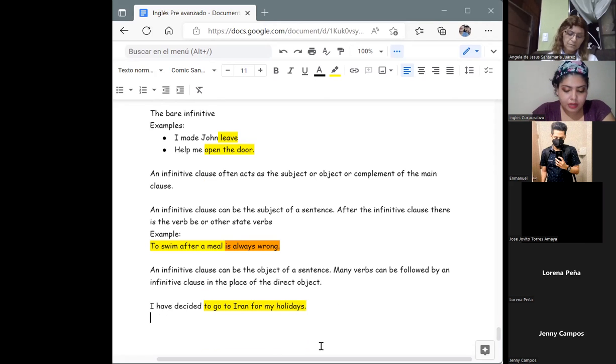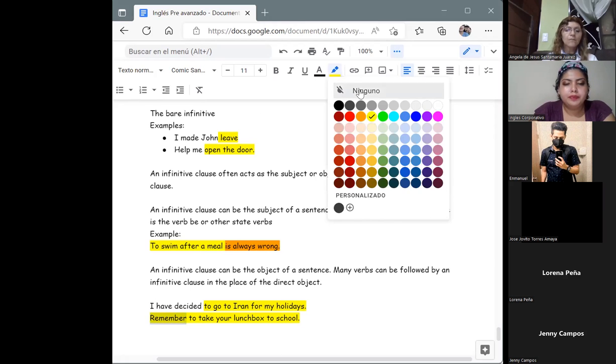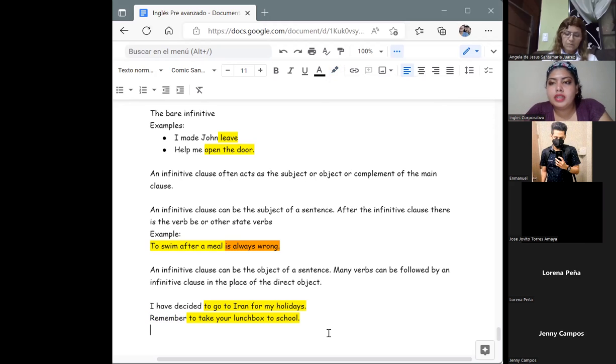And another one, remember to take, and here we have the clause, to take your lunchbox to school. And I will remove the color on remember. So in that place, we have the clauses. One at the beginning that is functioning as the subject of the sentence. And then we have at the end of the sentence, a clause functioning as the object of the sentence.